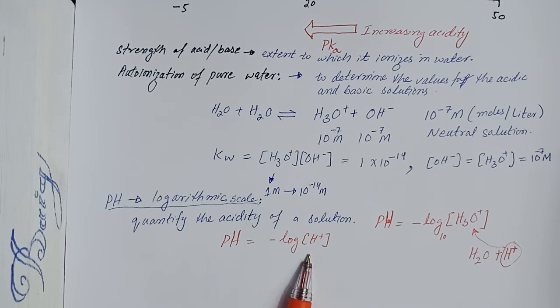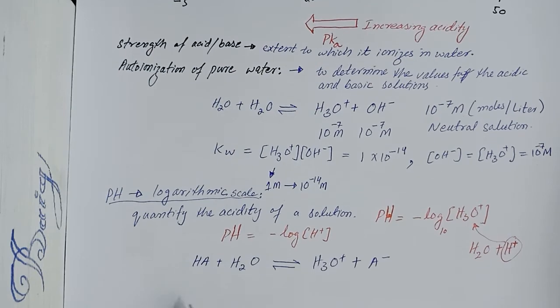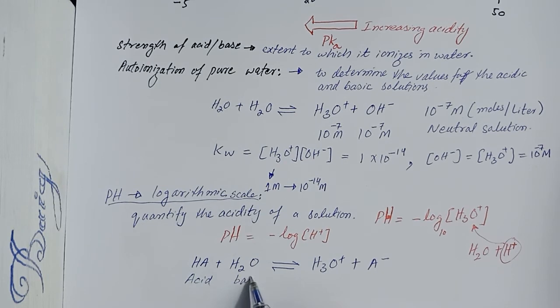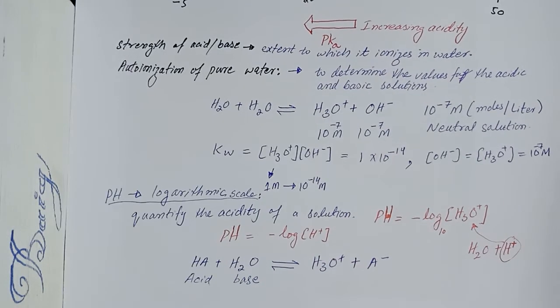So now let's consider an example showing the general reaction of an acid with a base, in this case water. Here the acid can be hydrogen chloride, or hydrochloric acid. HCl is the acid because it is donating the proton, and water is acting as the base because it is accepting the proton.